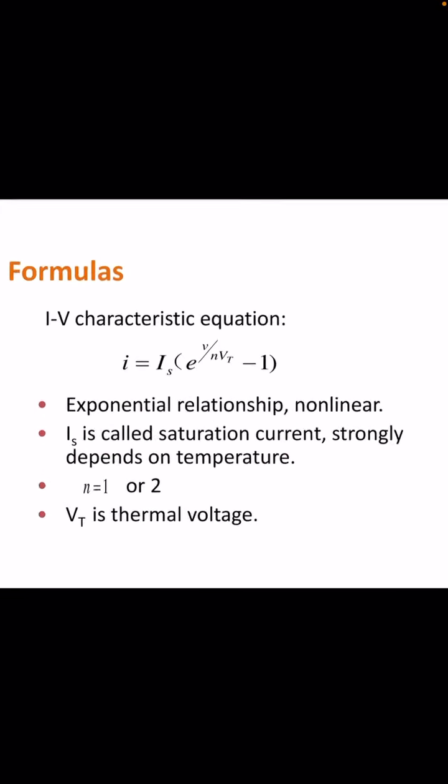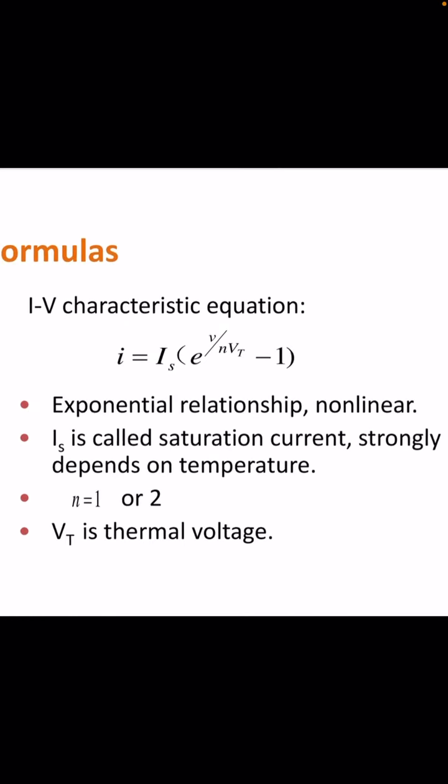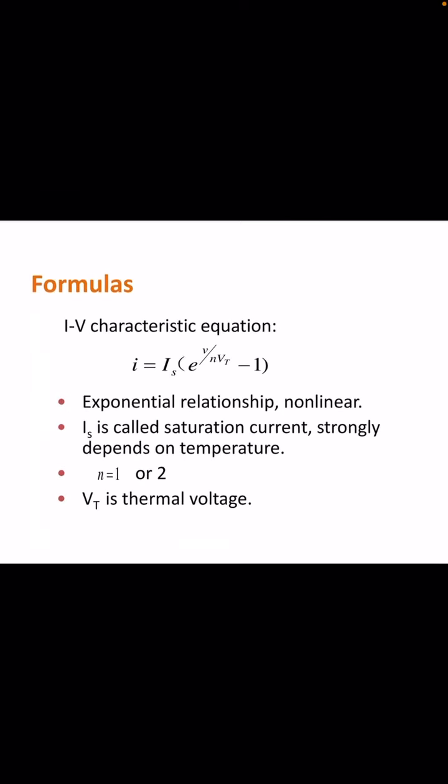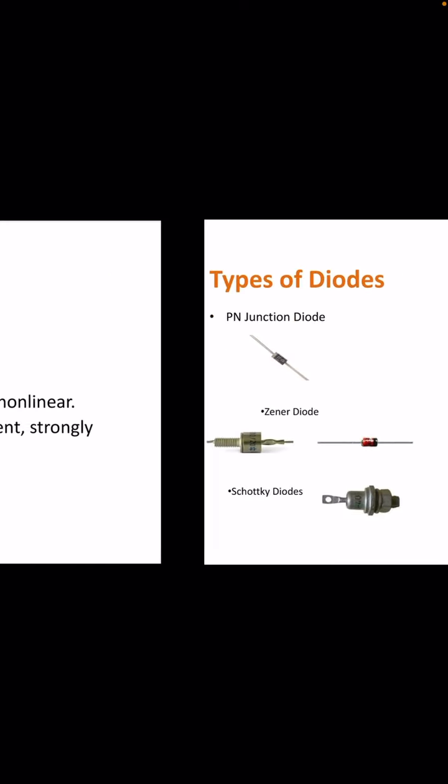This is the diode equation, showing how current depends on the voltage: I equals Is times e to the power V over nVt, minus 1. This also depends on temperature, because the generation of minority carriers, or minority current, depends on the temperature.